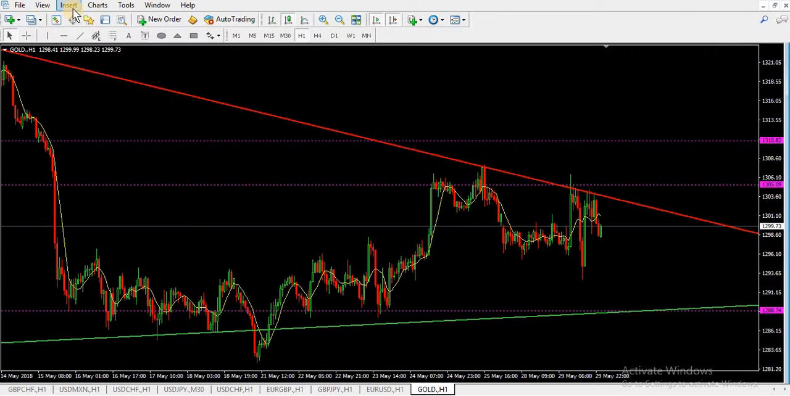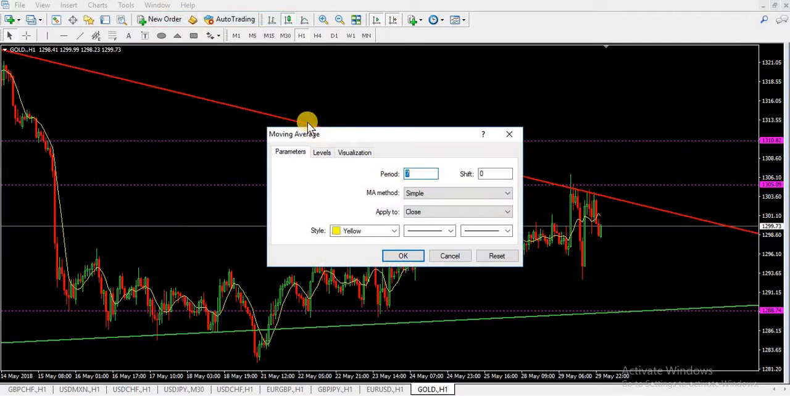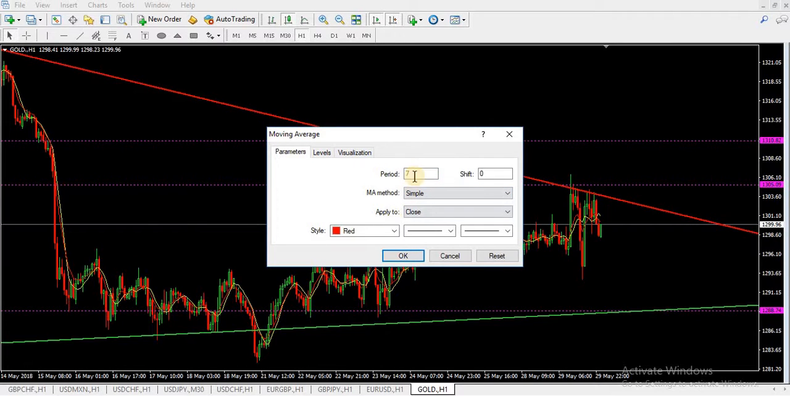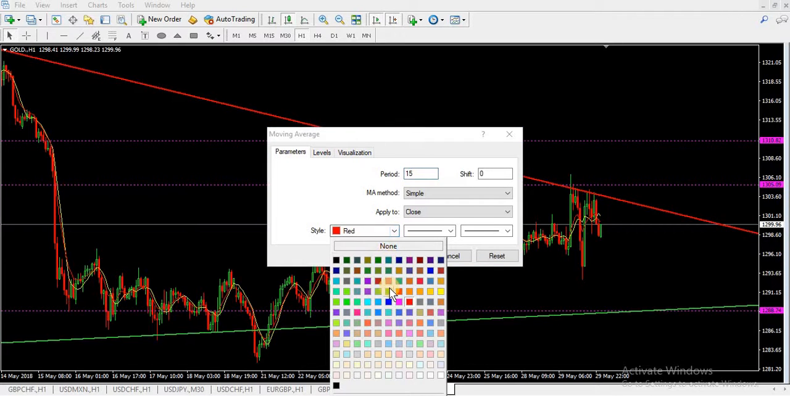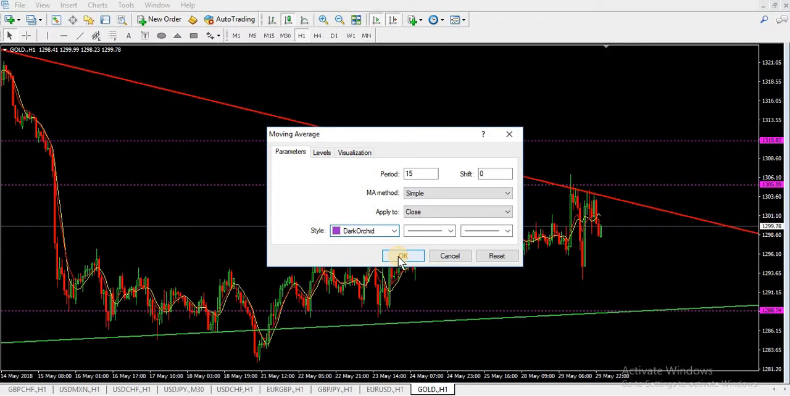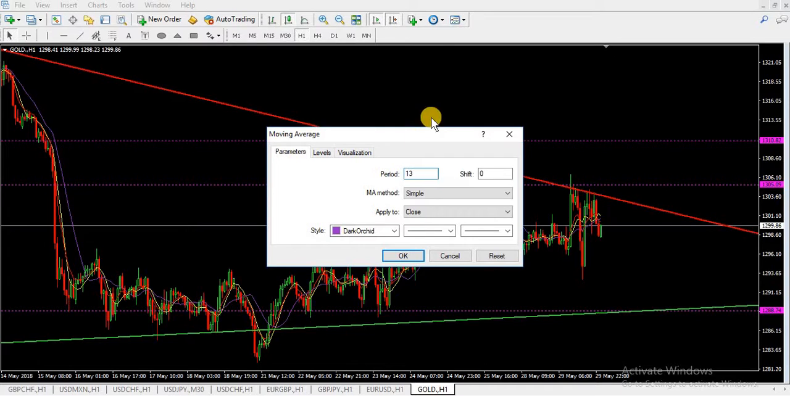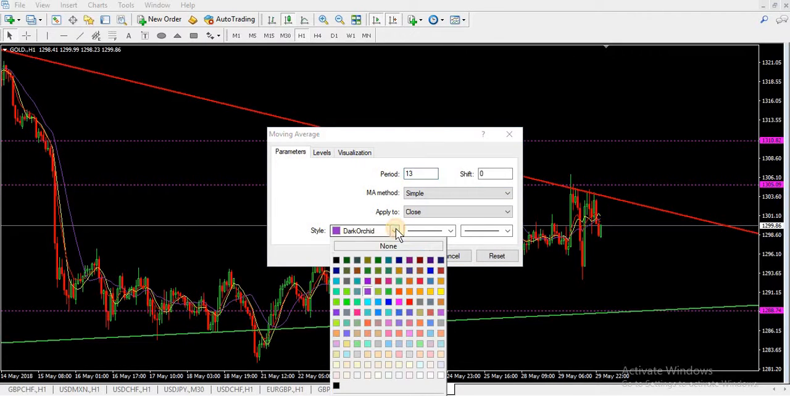So you want to make this simple. Insert indicators, moving average. You want to make this one exponential. It's still period 7. I didn't change anything, so set. Then you want to insert another one like this, moving average, simple, 15. You're going to make this one dark orchid. And then you're going to insert indicators, moving average, of period 13. You're going to make this one aqua.